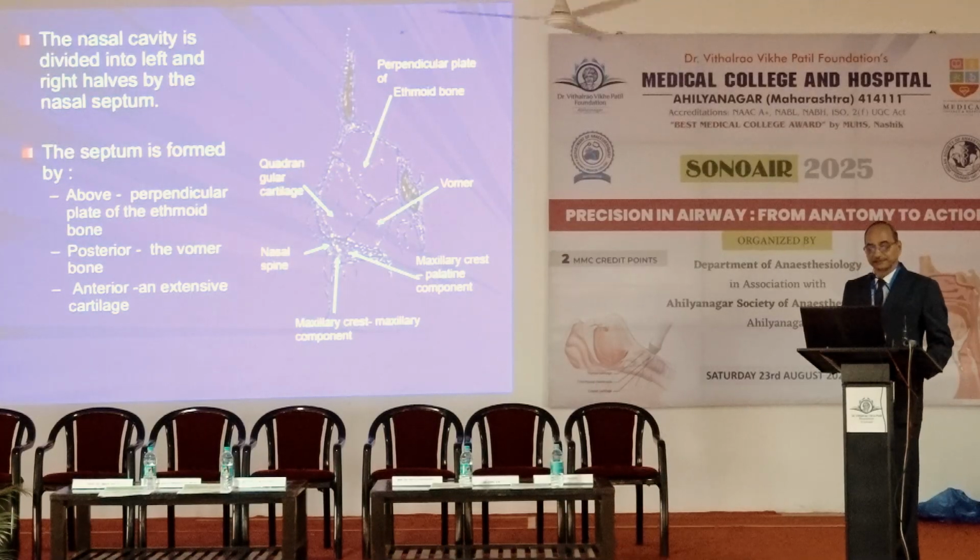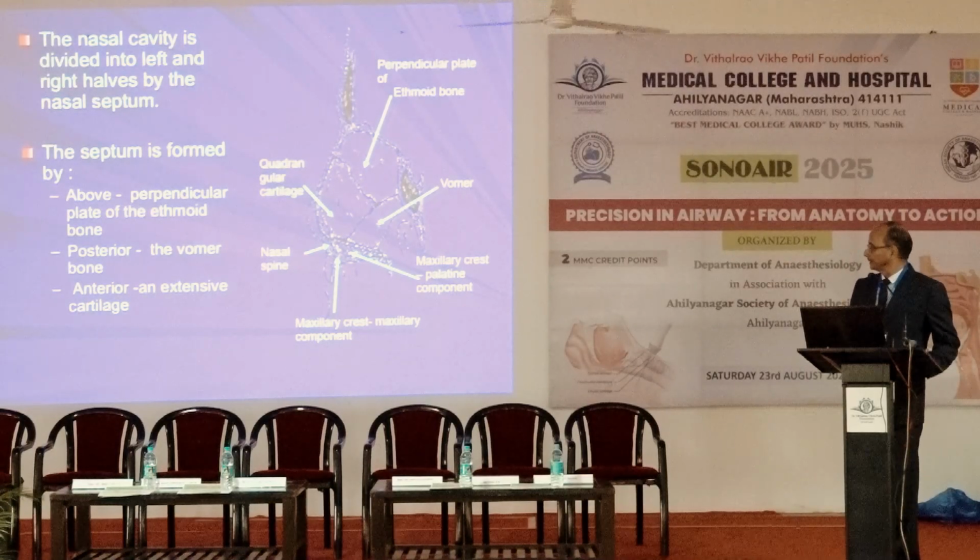Then the nasal cavity, as said earlier, is divided into left and right halves by the nasal septum. What is the nasal septum formed of? It is formed above by the perpendicular plate of the ethmoid bone. Posteriorly is the vomer bone, and anteriorly you have an extensive cartilage which is quadrangular in shape.